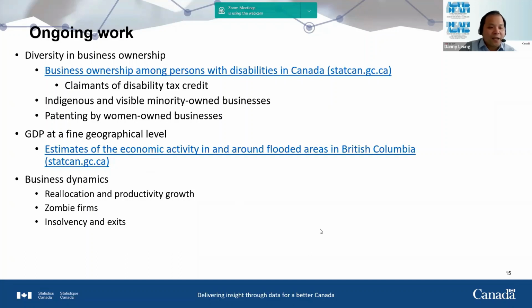In terms of the business dynamics side, one of the questions that comes up when you see all that churn in the recent period is, how does that actually affect productivity growth? Do we see what we would normally expect to see in terms of less productive firms exiting, and what is the impact of that reallocation on productivity growth?